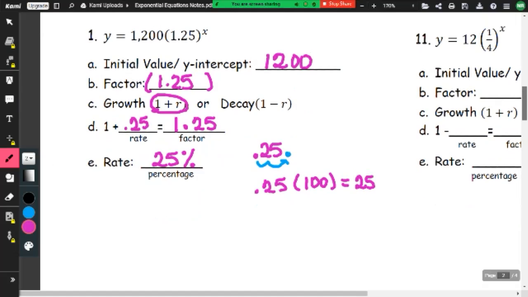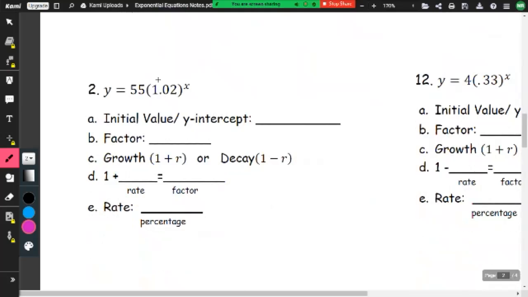All right, questions? Next one. What's my initial value? 55. Okay, what's my factor? All right, now is 1.02 larger than 1 or less than 1? Larger, so that means we have growth. Now that 1.02, we do not convert that to a percent. We use it to find that percentage. What did I add to 1 to get to 1.02? 0.02. Okay. Now, even though that's my rate in decimal form, you have to give it in percentage.